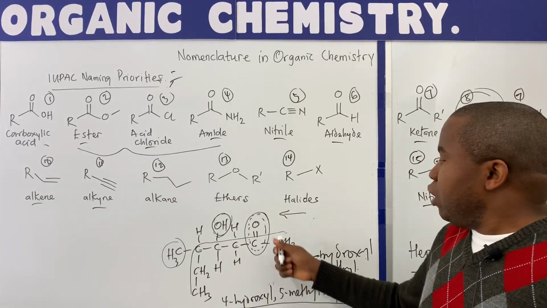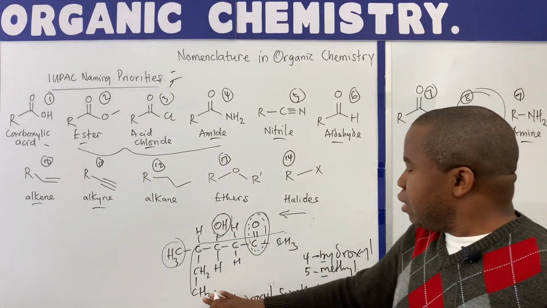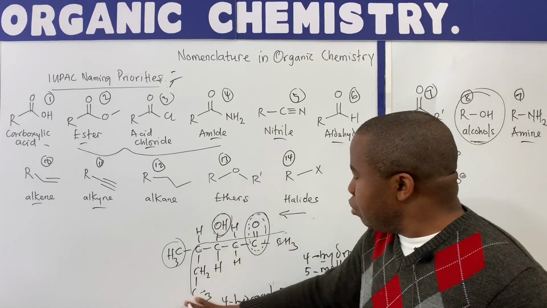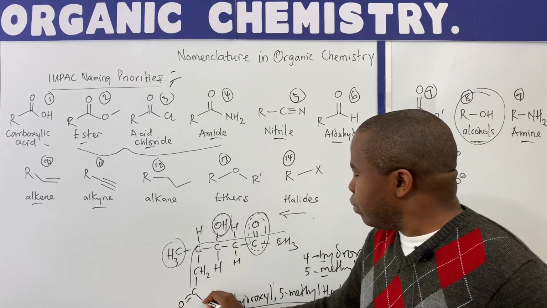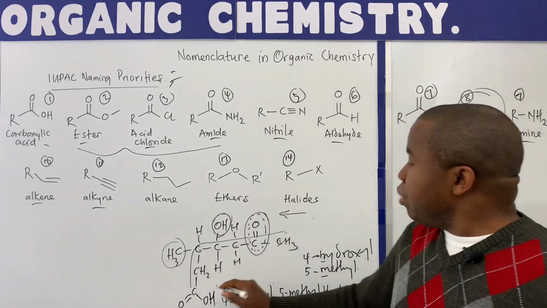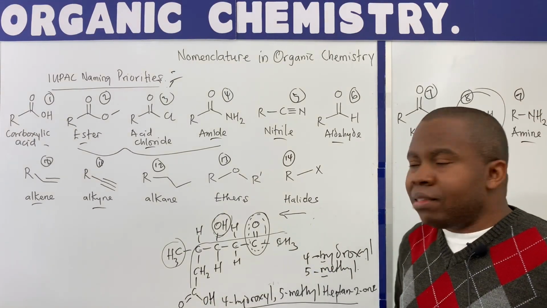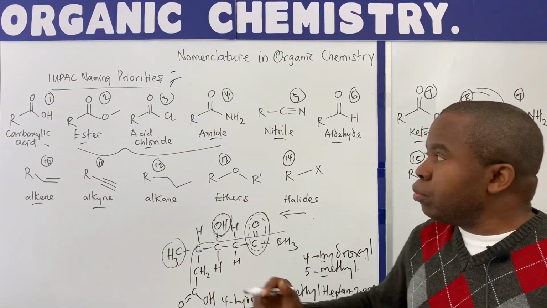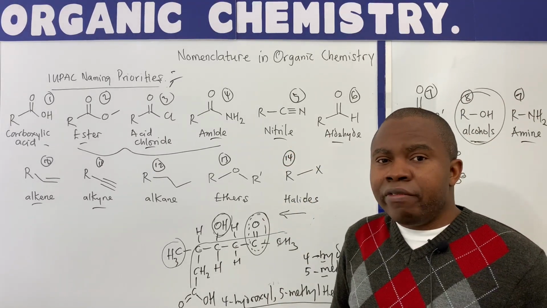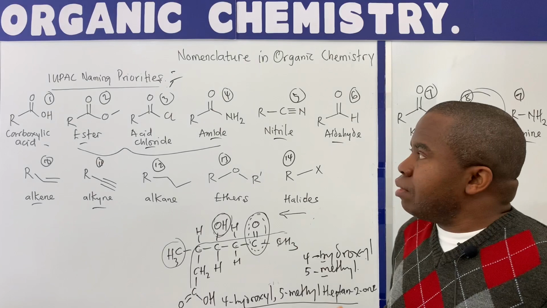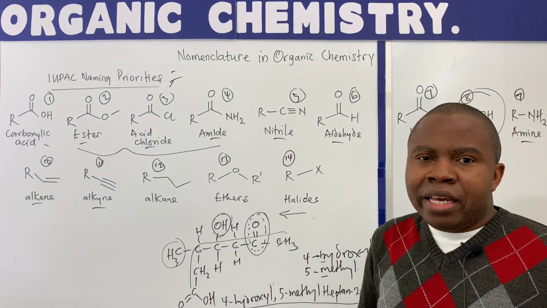And also, if we have this kind of functional group in this molecule, let's say instead of a methyl group here, let's even say we have a carboxylic acid here. This molecule is not going to be a ketone again. It's going to be a carboxylic acid, because the carboxylic acid functional group has higher priority than the ketone group in the IUPAC naming convention. And so that is the brief on the nomenclature in organic chemistry.